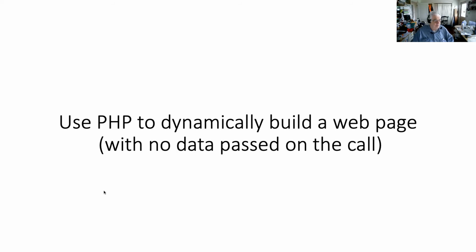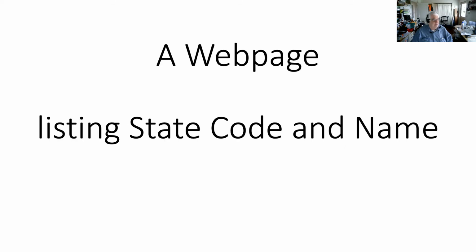So now we want to use PHP to dynamically build a web page with no data passed in on the call. So every time we make this call, it's not going to know anything except that there's a set routine it wants to go through. If we change data on the server side, the page generated will change. But there's nothing the user on the client side is going to do to impact that. Okay, what we want is a web page listing the state code and name.